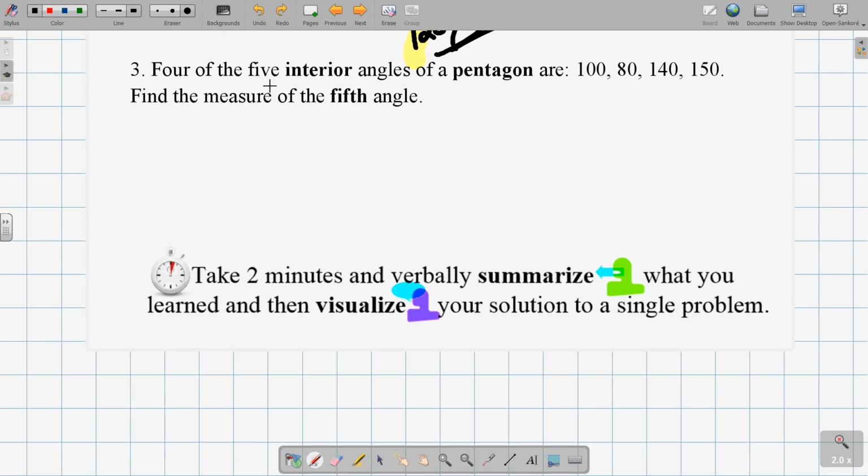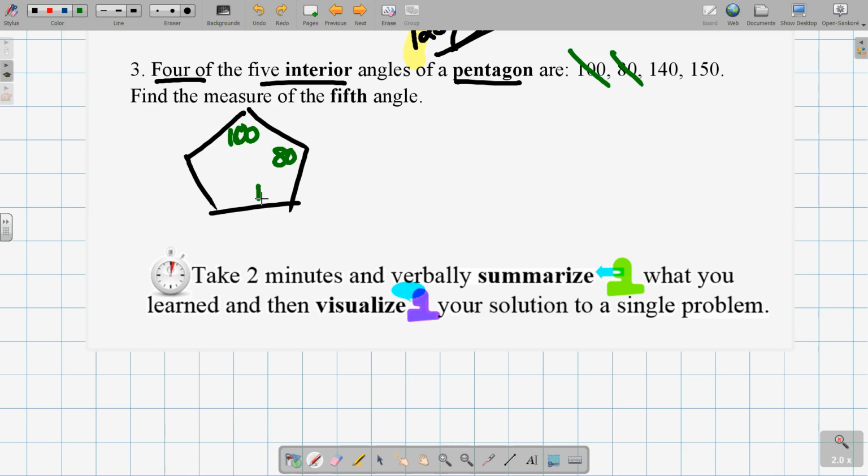Last one. It said 4 of the 5 angles of a pentagon. So 1, 2, 3, 4, 5. It's a pentagon. And I am given 100 degrees, 80, 140, 150, and I am being asked to find the 5th angle.